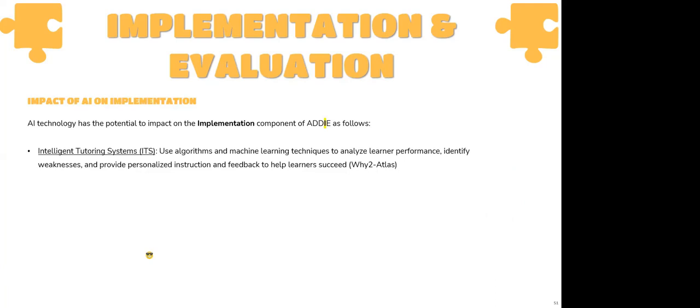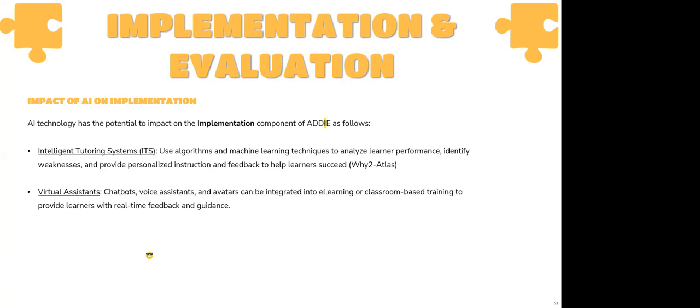How do we use AI to help with our implementation? We can use intelligent tutoring systems. They use algorithms to analyze learner performance and give instruction and feedback to learners. In other words, if learners are giving essay-type answers, it can parse out the text and give feedback on that kind of qualitative response, outside of multiple choice questions and so on, which are a lot easier to grade.